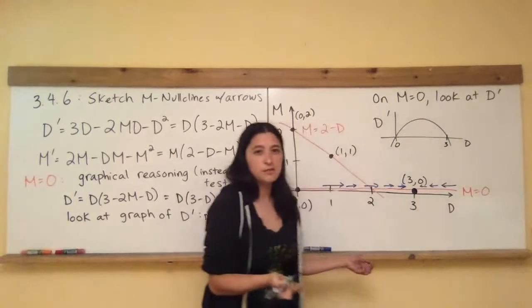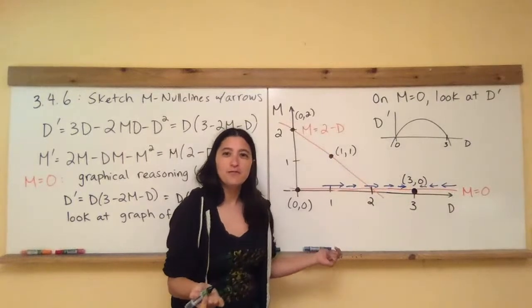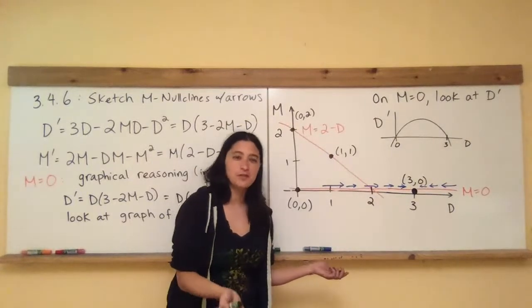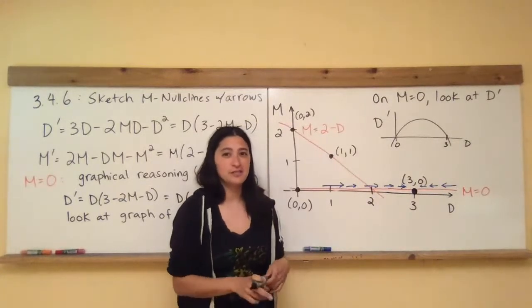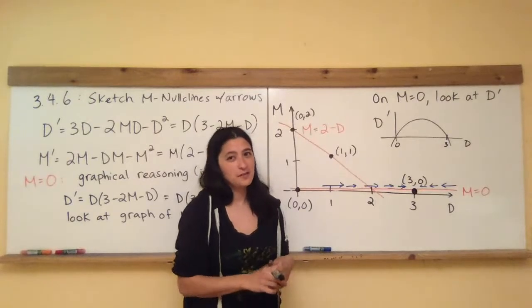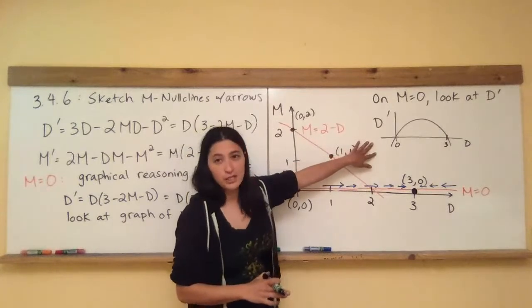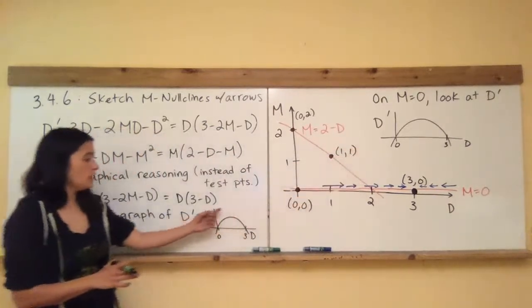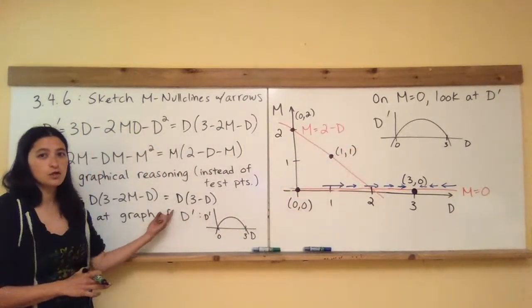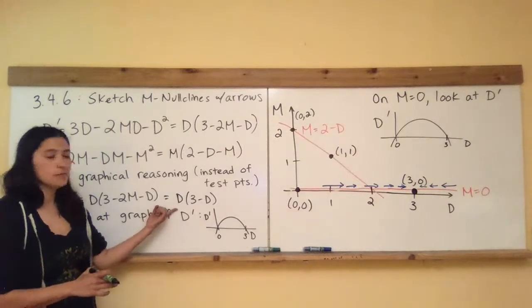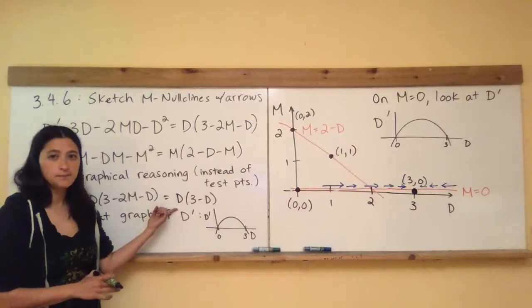Okay? So I'm just going to explain it. Let me know if you understand what I'm explaining, or if you don't, please let me know your questions. It's not going to be useful to you unless you really know what I'm talking about here. I'm looking at this picture, which is a description of the actual d prime equation on the m nullcline.